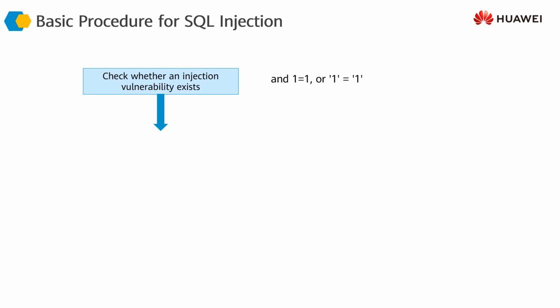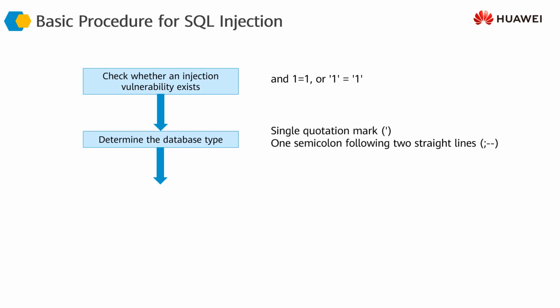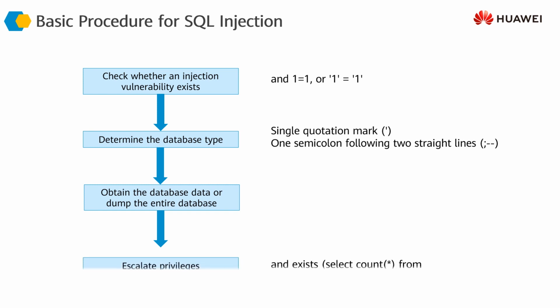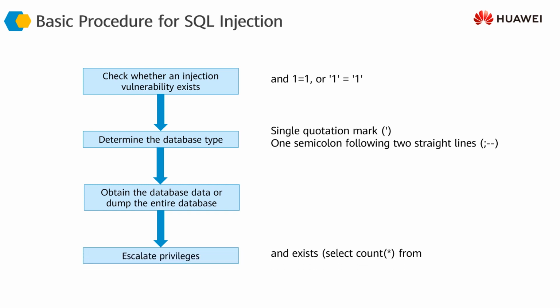If the vulnerability exists, it is going to check the database type so that it can send the appropriate command. Based on the database command, it can obtain the database data, and eventually it can escalate the privileges as well. So this is how the attack is going to unfold in case of SQL injection. These are the step-by-step process of generating the attack.